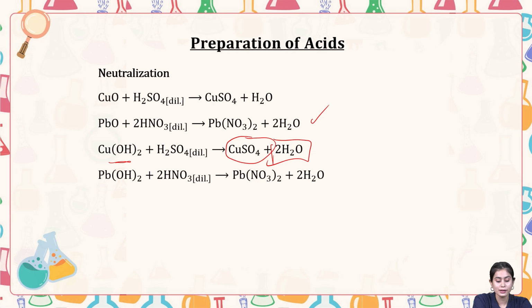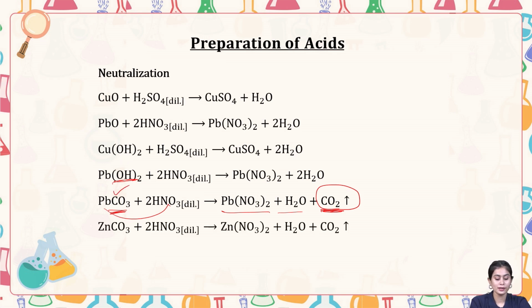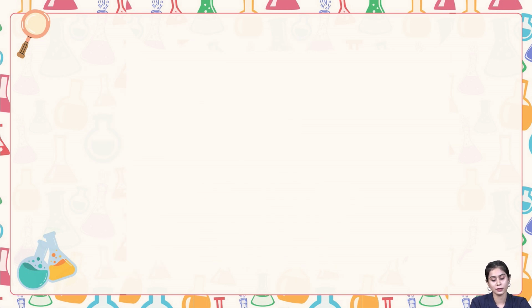Lead hydroxide reacting with nitric acid will give me what? Lead nitrate plus 2H2O, because hydroxide is there. Clear? Carbonate. So whenever there is carbonate, carbon dioxide gas will be released. So lead carbonate plus HNO3, your nitric acid, gives Pb(NO3)2, lead nitrate, water, same thing, carbon dioxide extra. Why? Because we use carbonate here. Simple? Okay. Zinc carbonate, HNO3, zinc nitrate, Zn(NO3)2 plus H2O plus carbon dioxide gas, because carbonate is here. Copper carbonate, H2SO4, CuSO4, copper sulfate plus H2O plus carbon dioxide gas will be evolved.